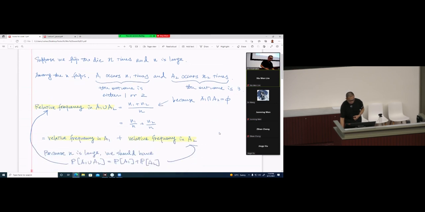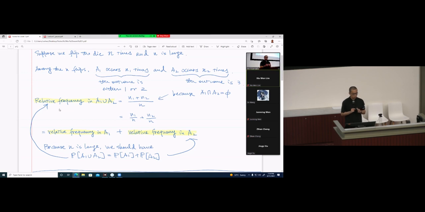So then, let's think of the relative frequency of A1 union A2. We flip the die n times, right? Among them, A1 occurs n1 times and A2 occurs n2 times. Because A1 and A2 are disjoint, if A1 occurs, A2 cannot occur. If A2 occurs, A1 cannot occur, right? So if either of them occurs, the number of times should be just equal to n1 plus n2.